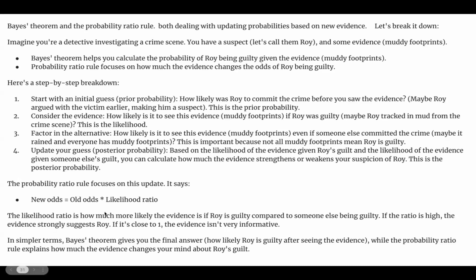So the likelihood ratio is how much more likely the evidence is if Roy is guilty compared to somebody else being guilty. If the ratio is high, then the evidence strongly suggests that Roy is guilty. And if it's close to 1, the evidence is not very informative. So in simpler terms, Bayes' theorem gives you the final answer, whether it's guilty or not, given the evidence, while the probability ratio explains how much evidence changes your mind about the guilt or likelihood of an event in general terms. So this is the probability ratio rule.